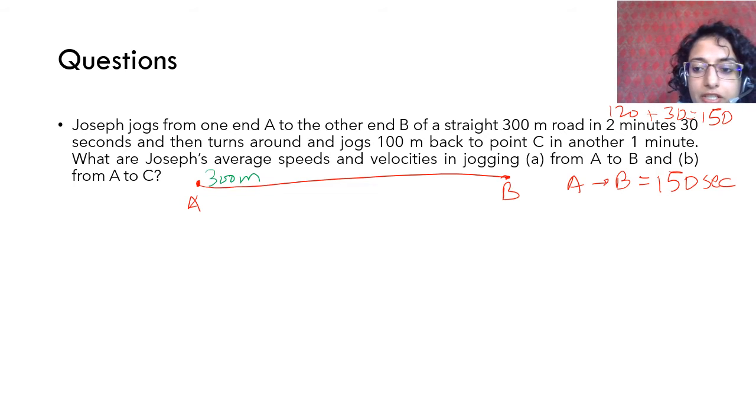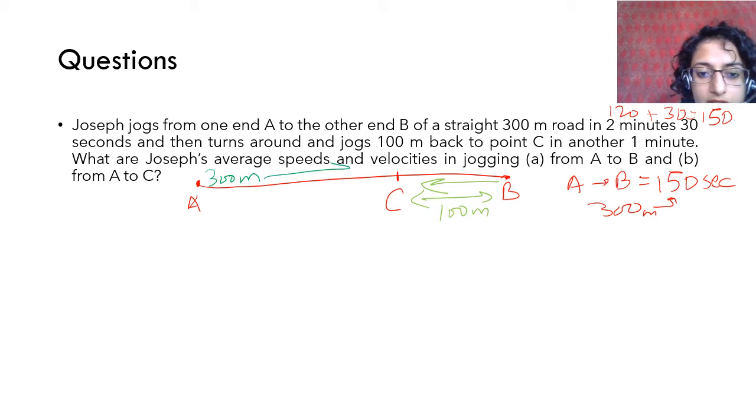ठीक है? Then he turns around. Now you have to understand 300 meters he did in 150 seconds. Then he turns around and jogs 100 meter back to point C in another 1 minute. 100 meter वापस आया वो इस डायरेक्शन में. पहले इस डायरेक्शन में था, he was in this direction first, and then he comes back 100 meters in this direction in another minute. So time taken for this is 60 seconds.